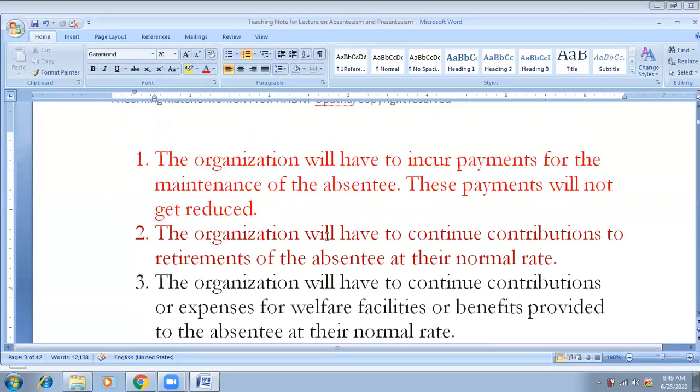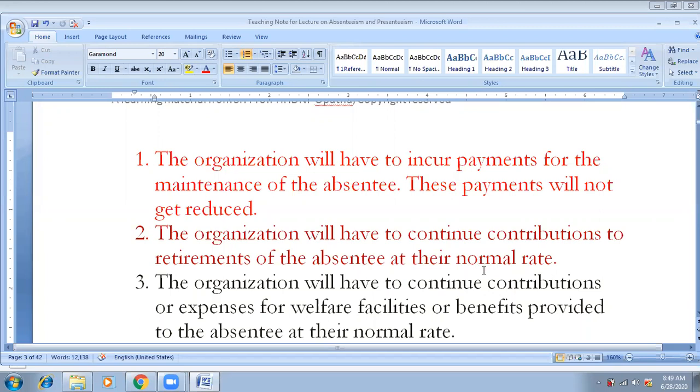Second one, the organization will have to continue contributions to retirement funds of the absentee at their normal rate. Assume one employee is absent for 4 days. For the EPF, ETF, all are counted for these 4 days also. The company will have to contribute.